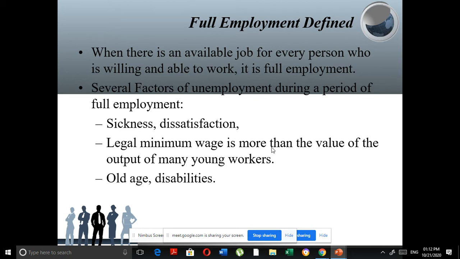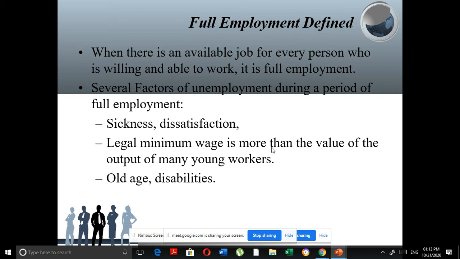There are several factors of unemployment during a period of full employment. For example, sickness, a minimum salary that is more than the value of output of many young workers, old age, and disabilities. So these are the main factors of unemployment that can occur during a period of full employment.